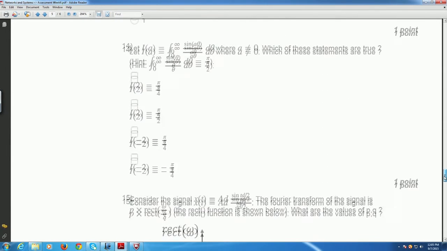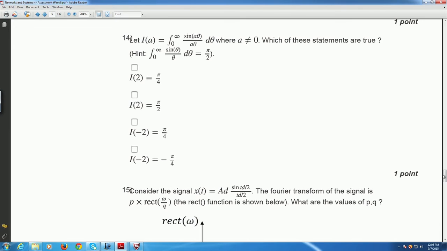The 14th question gives you an integration. I(a) is the integral from 0 to infinity of sin(aθ)/(aθ) dθ, where a is not 0. Which of the statements is true? In fact, the integral from 0 to infinity of sin θ/θ dθ is given to you. So, you have to use that and figure out what the integral for sin(aθ)/(aθ) will be.